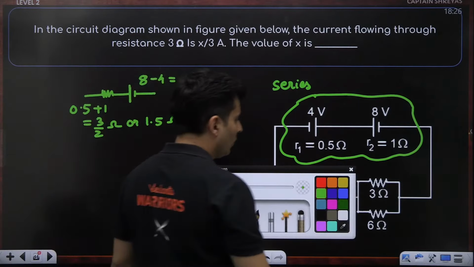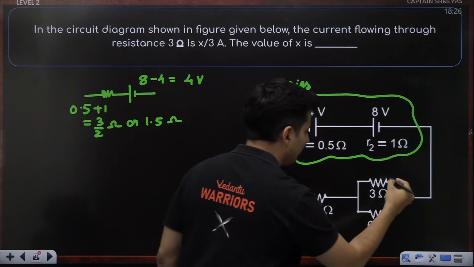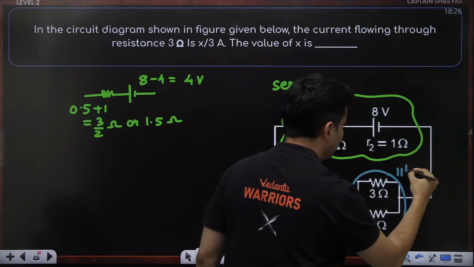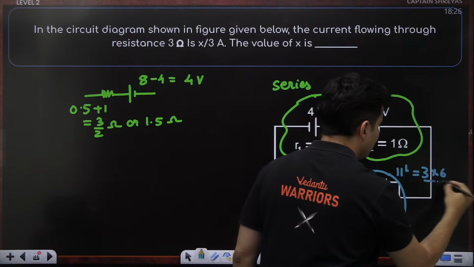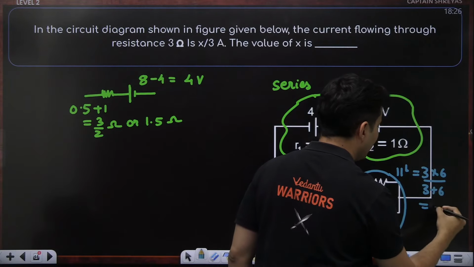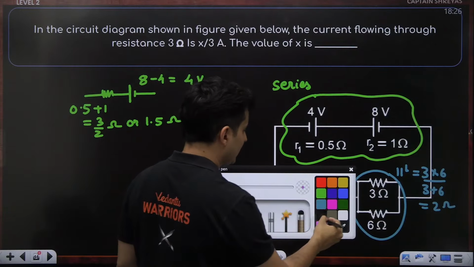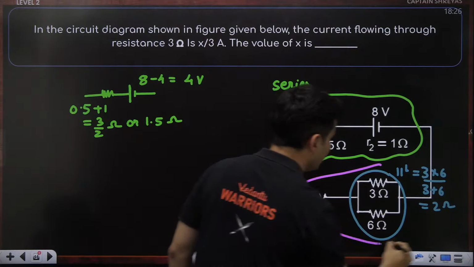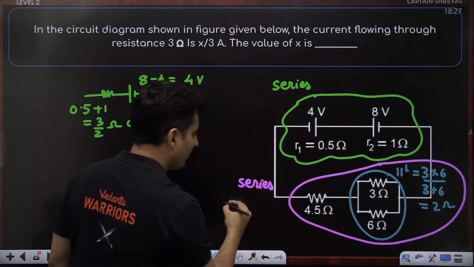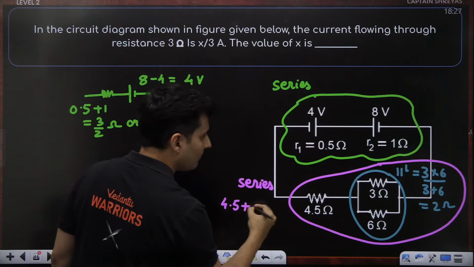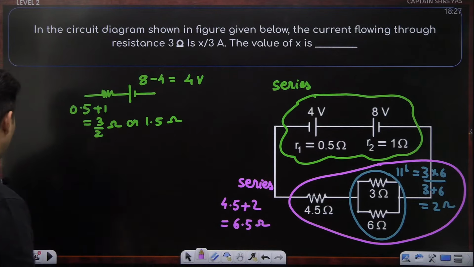Now, if you look below over here, 3 and 6 are basically in parallel. So because they are in parallel, how much will the equivalent be? 3 into 6 divided by 3 plus 6, 6 threes are 18, by 9 is 2 ohms. 2 ohms and 4.5 ohms, they are together in series. So it will be 4.5 plus 2, which is basically 6.5 ohms.